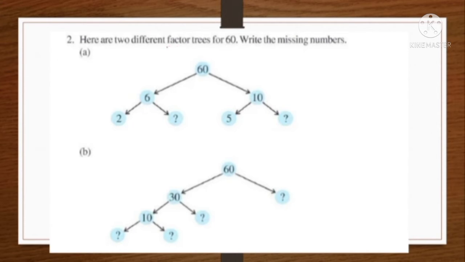Here are two different factor trees for 60. Write the missing numbers. We have to find what will be the number here and here. 60 is split as 6 tens are 60. And now this 6 can be written as 2 3s are 6. So what will be the answer? 3. And 5 2s are 10. So what will be the answer? 2. So the answer for this box is 3 and for this circle is 2.